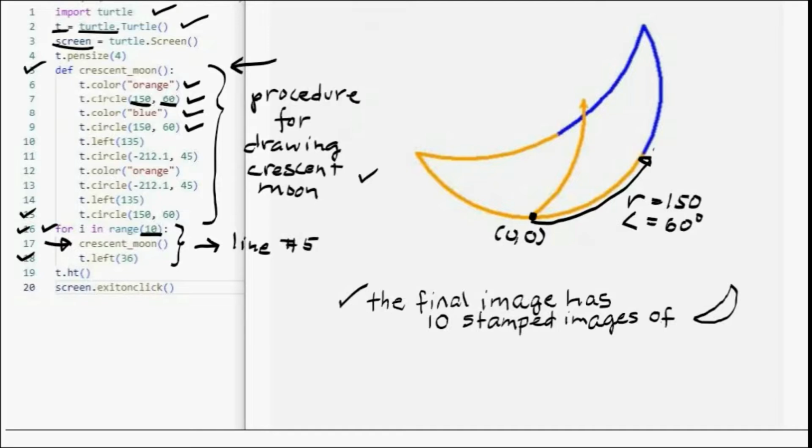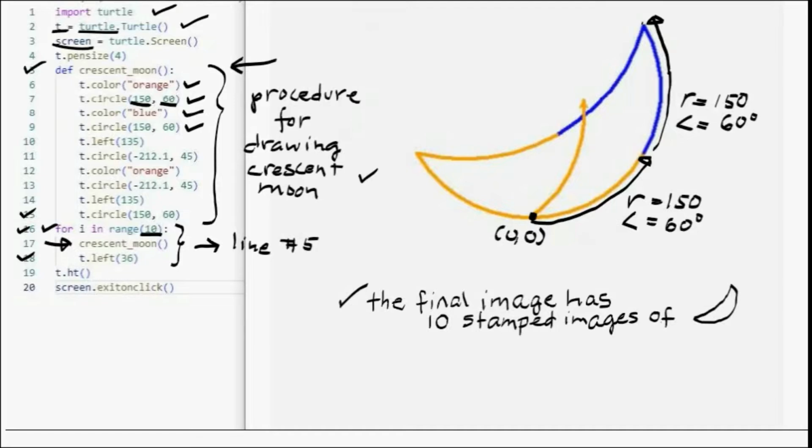Look at the right side of the screen. I'm drawing the continuation of the arc. In this case, the arc is also coming from the same circle as the orange arc before. So the radius of the circle here is 150, and then the angle over which this blue arc is generated is again 60 degrees.